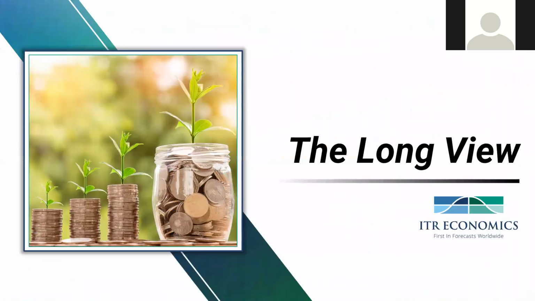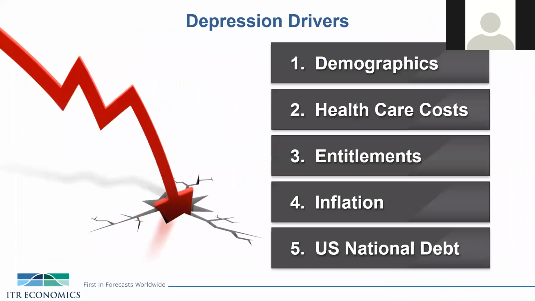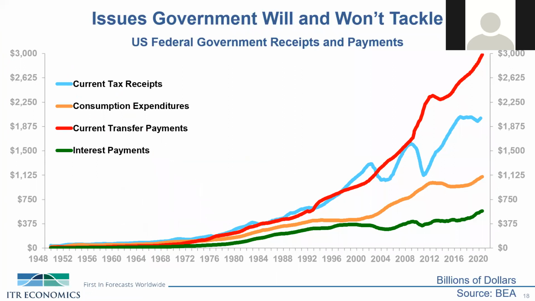All right, quickly, I will touch base on the long view. The 2030 Great Depression that we're seeing, we're expecting a 2030 depression. Right now, the drivers to that are demographics, healthcare costs, entitlement programs, inflation, and national debt. The biggest driver we're looking at is this chart here, where we're looking at the delta, or the deviation, between the red and the blue line up here.